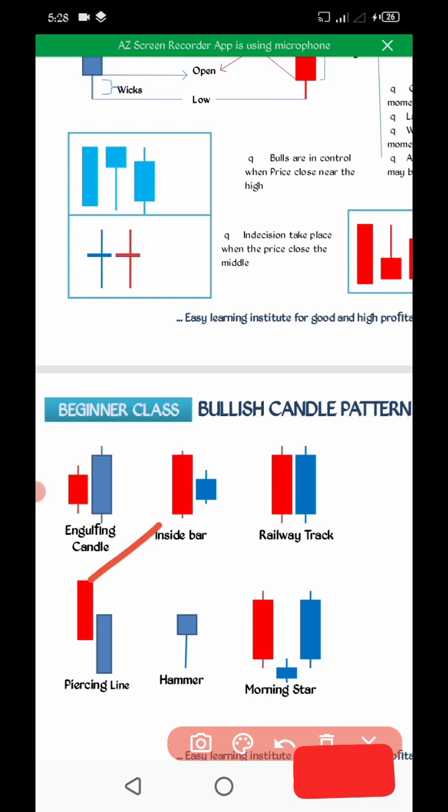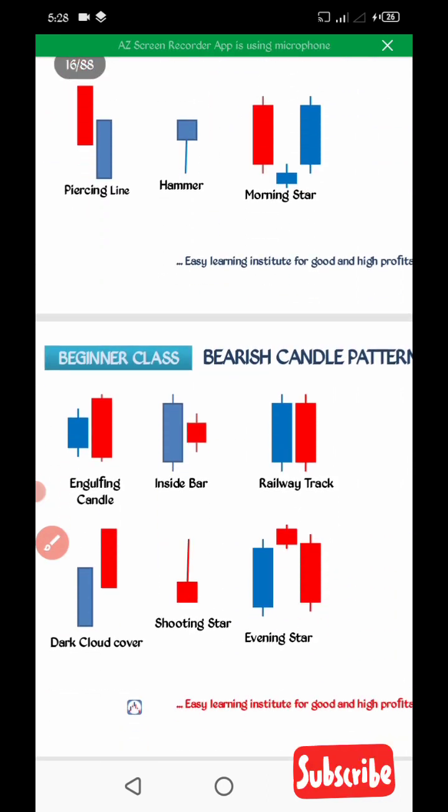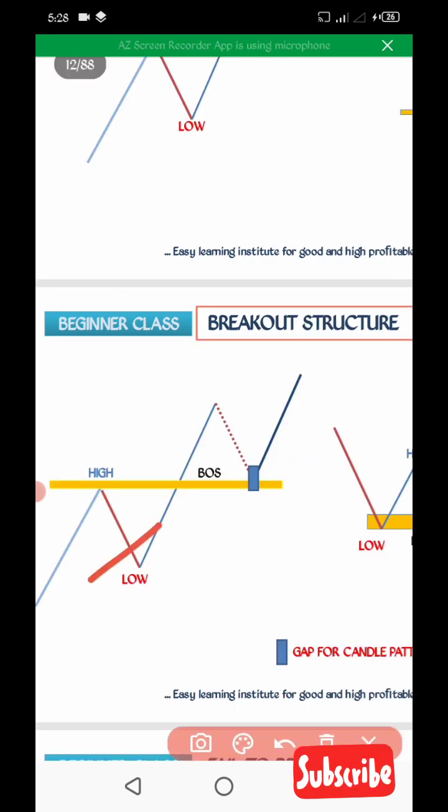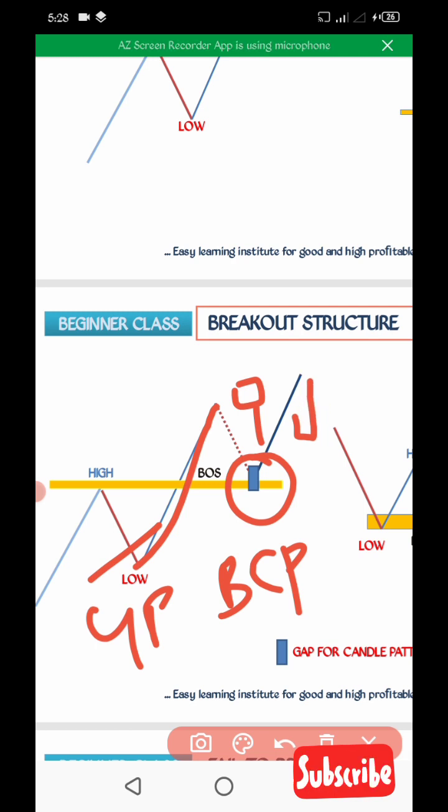After a while, you'll be used to it as you continue to trade forex. For bearish, we have the shooting star, you get what I'm saying? Evening star, engulfing candle. During an uptrend like this, this is an uptrend, the market has broken out, you wait for any bullish candle pattern to be formed, either hammer, you get what I'm saying, or morning star, like that. You allow it to be formed, then you place your trade.